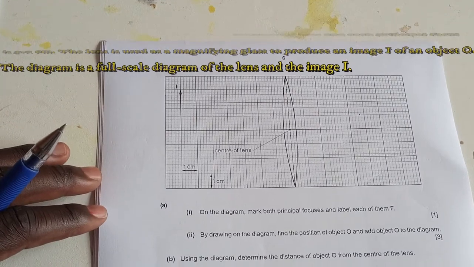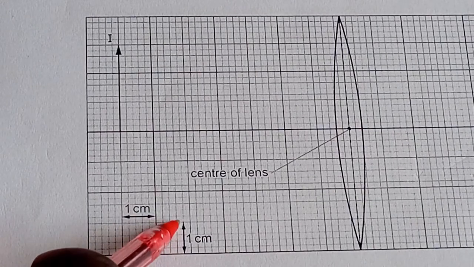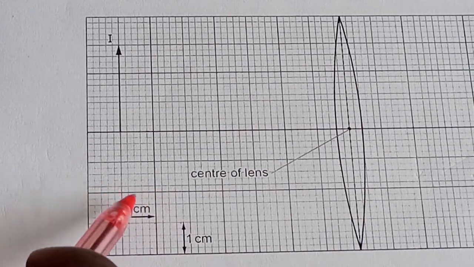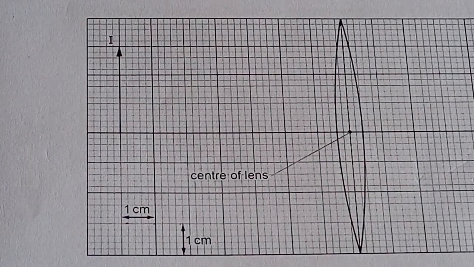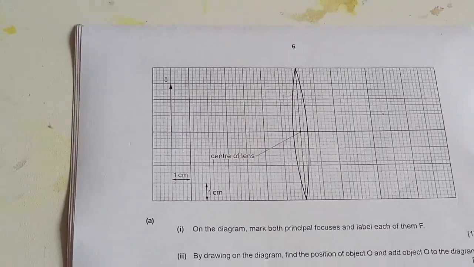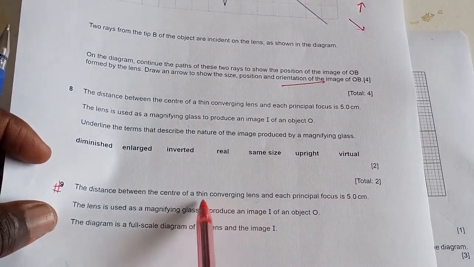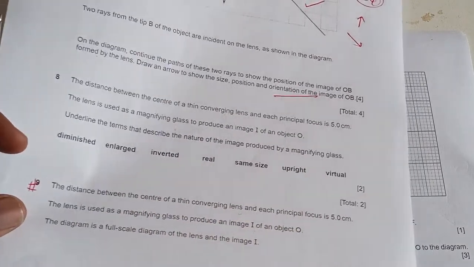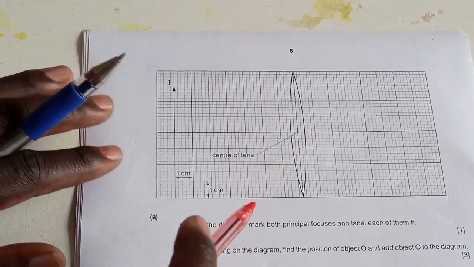It's always good to understand the scale that is being used here. So each box, from here to here, is 1 centimeter, and also this, so that means like a square. Okay. So on the diagram, we are told the first mark is to mark where F is. We have been given the information that the distance between the center of the thin converging lens and the principal focus is F. So we're going to count 5 boxes, which represent 5 centimeters.